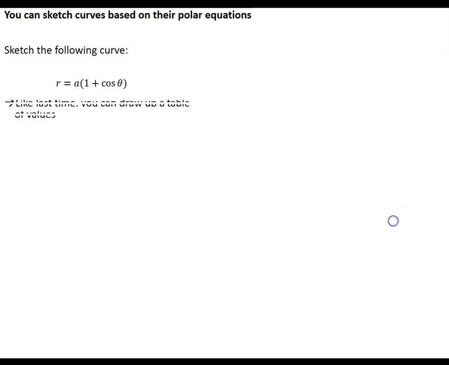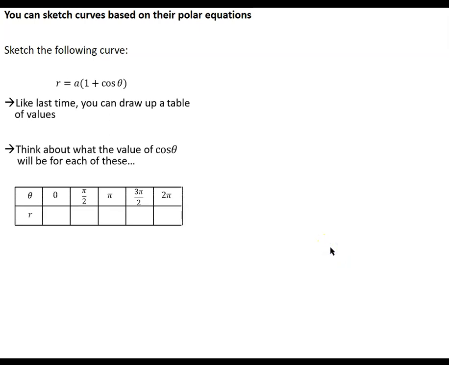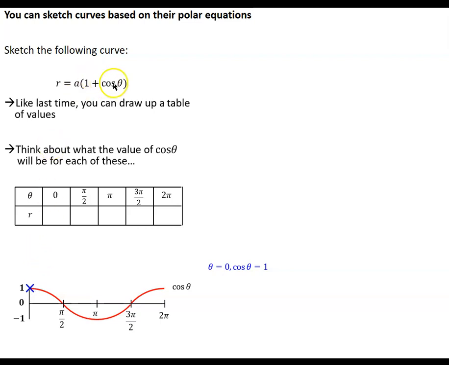Let's have a look at this one. Let's draw up a table of values and consider what the value of cos is for each of these. When theta equals 0, that's this point here. When theta is 0, cos theta equals 1, so this whole expression is 2a.